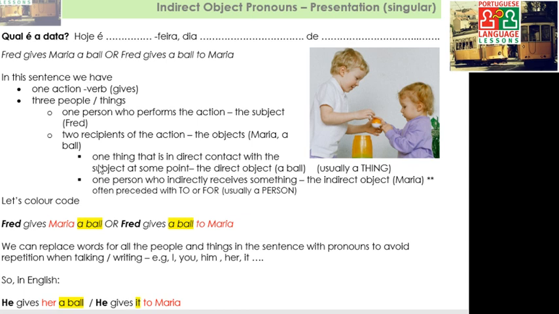Okay, so we've got one thing that's in direct contact with the subject at some point. This is called the direct object, the ball, usually a thing. Then we've got one person who indirectly receives something, the indirect object, Maria, and it's often preceded with to. See in the second version of the sentence above, I've got to, and this is usually a person, okay? Indirect, because it could be that they don't have any contact. Fred could be putting the ball in the post or throwing it to Maria.